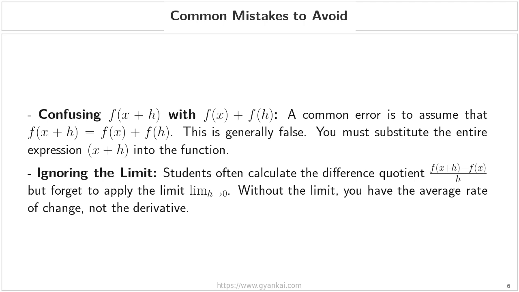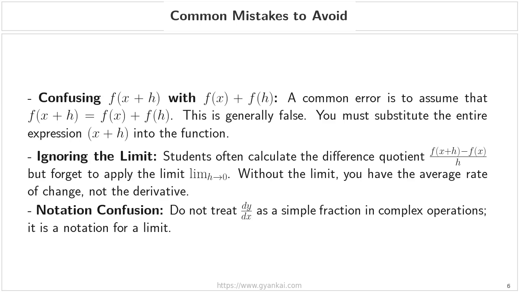As we discussed back in the formal definition, calculating the difference quotient, which is f of x plus h minus f of x, all divided by h, is only the first step of the process. If you forget to apply the limit as h approaches 0, you are merely finding the average rate of change over an interval, which is the slope of a secant line, rather than the instantaneous rate of change, which is the actual derivative.